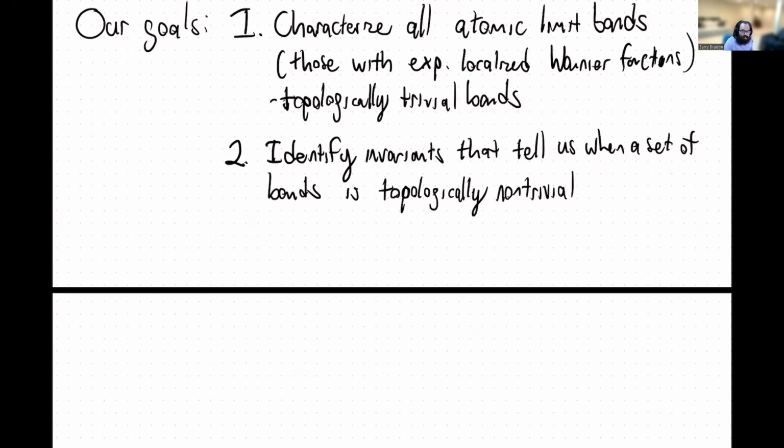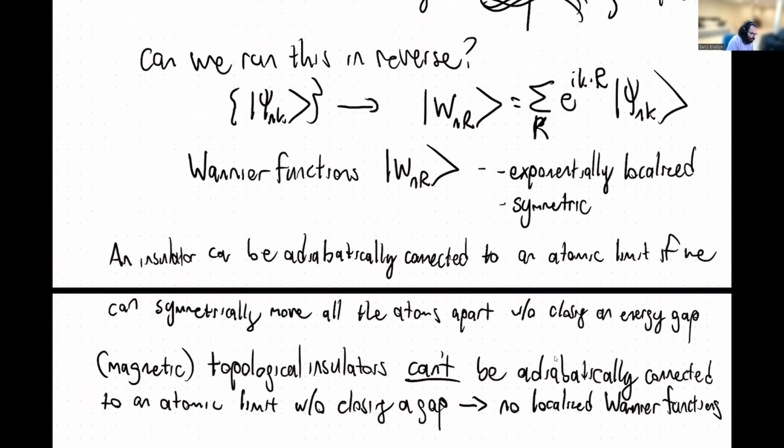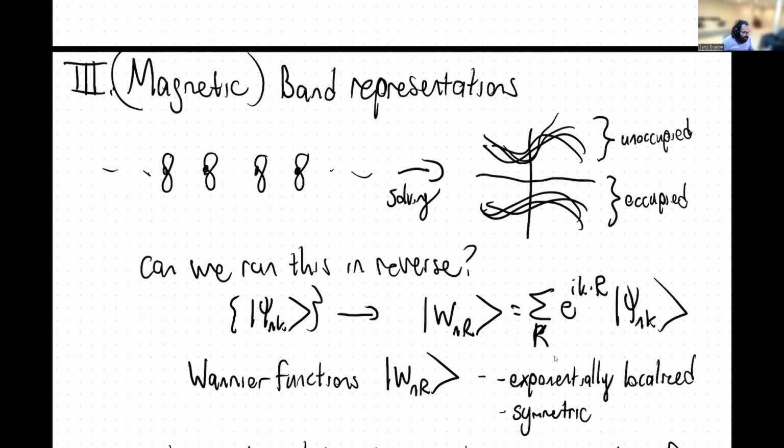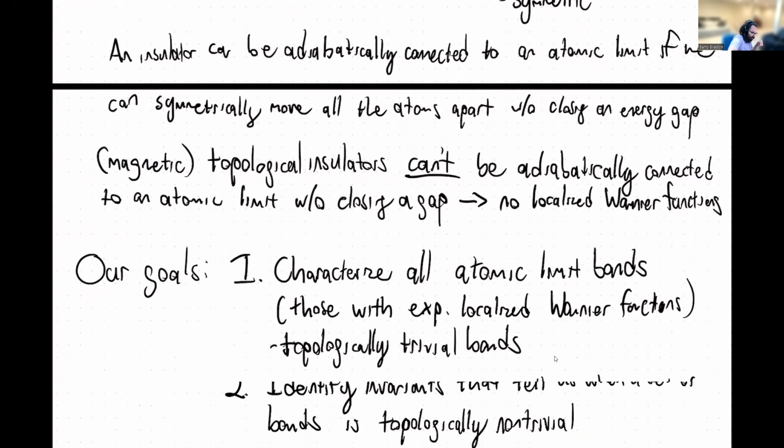Yes, question. In this adiabatic transition, are we only concerned about closing the gap, or situations like zero crossings or, more generally, band crossings? Anything to address that? So as long as the gap doesn't close, any of the occupied bands can cross with any of the occupied bands. Any of the unoccupied bands can cross with any of the unoccupied bands. We just need to make sure that no gap closes between occupied and unoccupied. Good question.